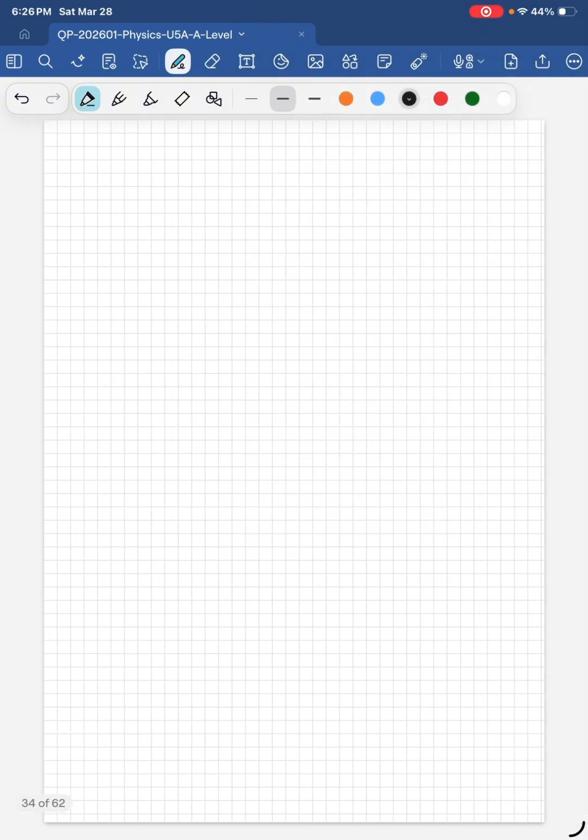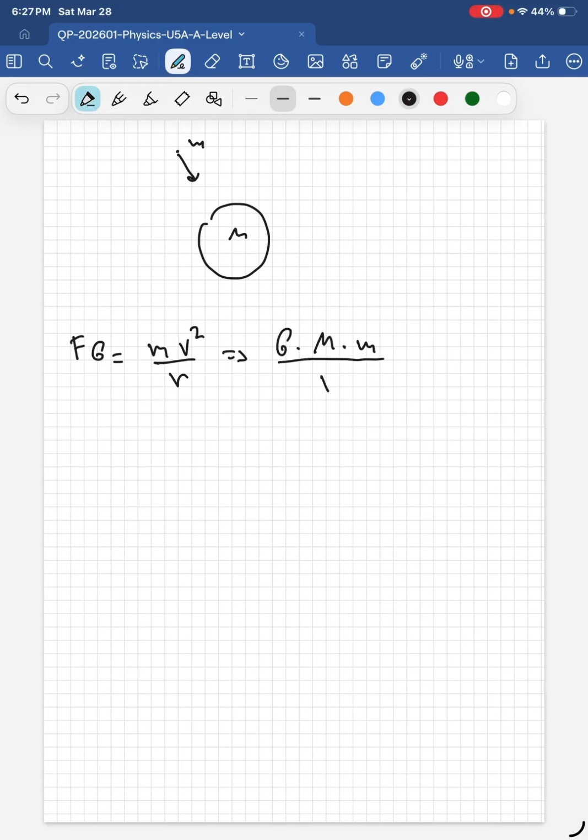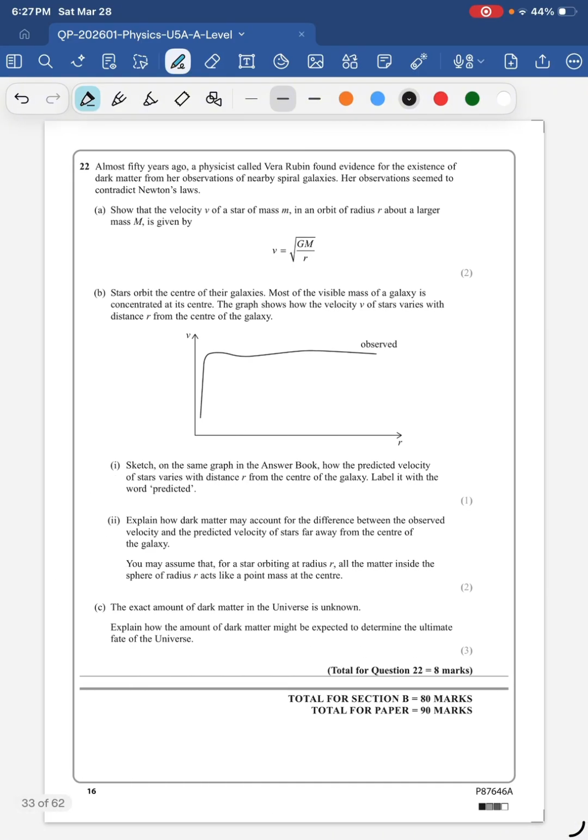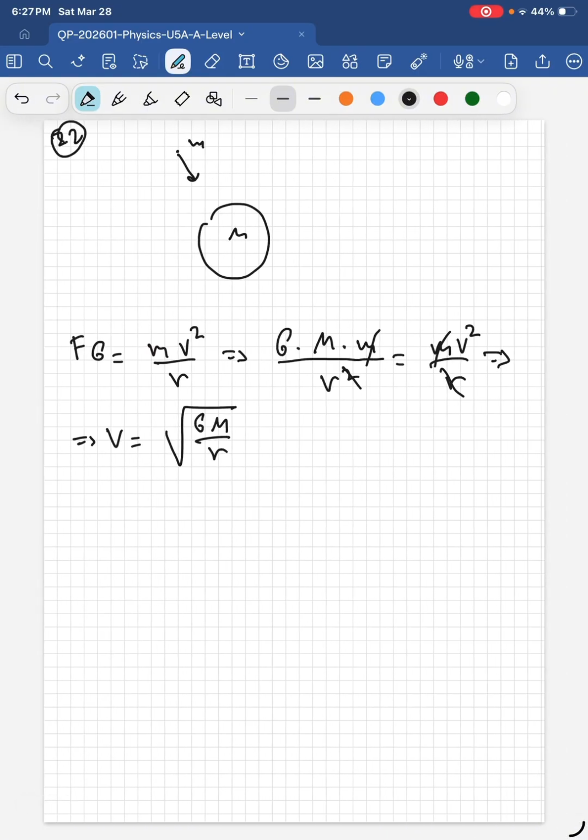Let's use a clean page. So if this is the large mass and this is the small mass, the gravitational force is the centripetal force, so it's equal to mv squared over r. The gravitational force is simply G times the larger mass times the smaller mass over r squared, and this is equal to m v squared over r. m cancels, one r cancels, so v is the square root of GM over r. Okay, this was 22a.